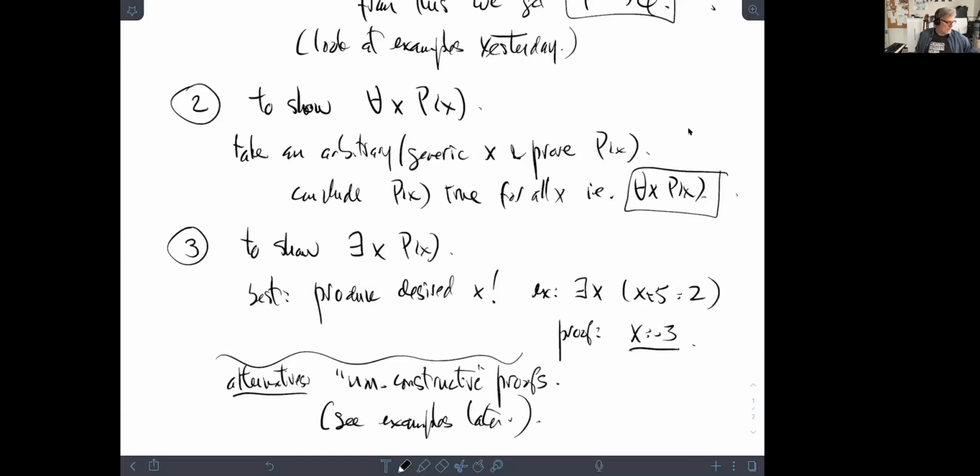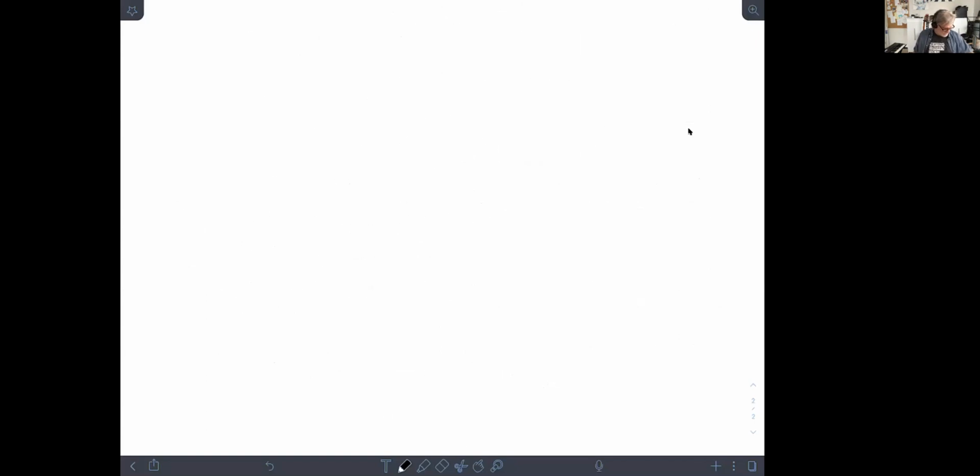Okay, all right. So I'm going to move back to section 1.7. So 1.7 continued. We were looking at proofs by contradiction. Proof by contradiction. So what is that again?